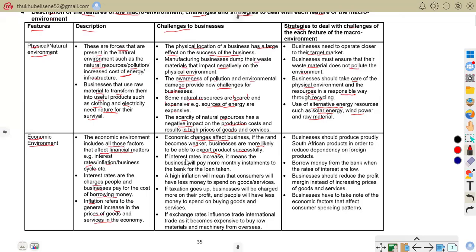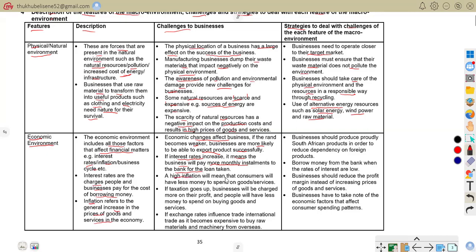Also, it says that if the interest rates increase, it means the business will pay more monthly installments to the bank for the loan taken. Higher interest rates increase loan cost. That is in short what it says. Business pay more to banks. We're talking of higher monthly installments now.